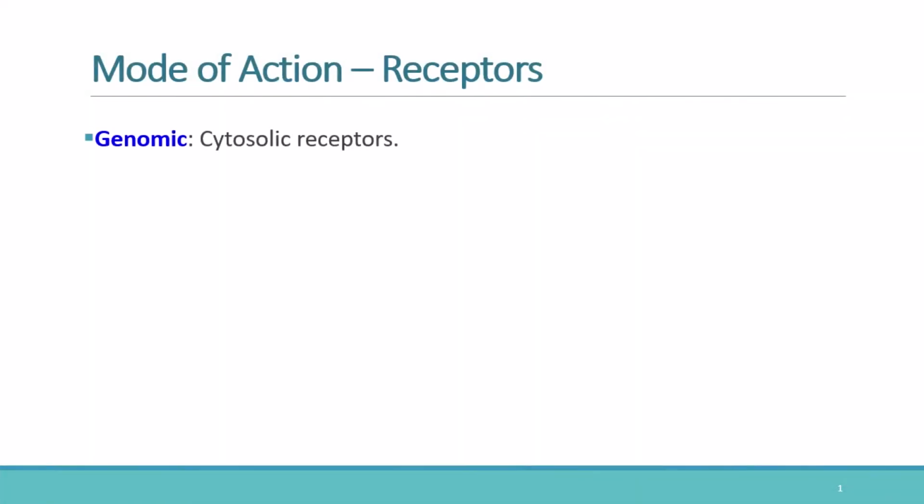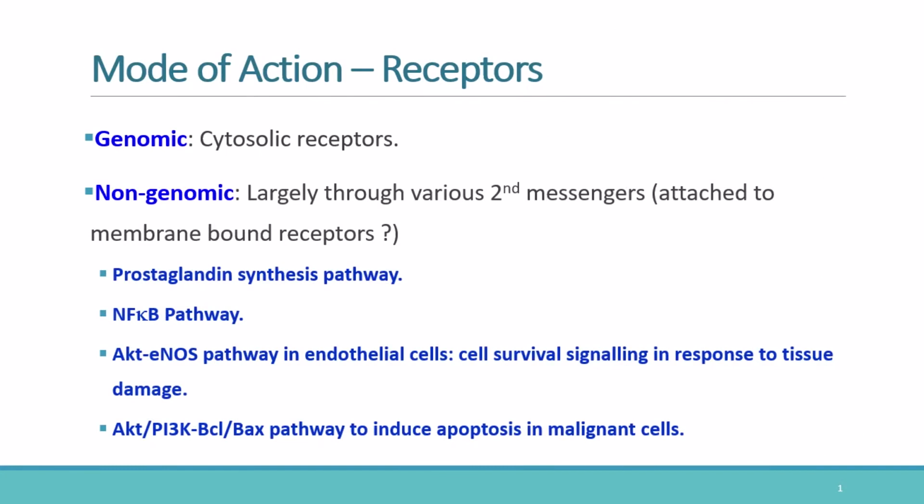Glucocorticoids act through both genomic and non-genomic mechanisms. The classical genomic pathway involves cytosolic glucocorticoid receptors. After binding the cytosolic receptor, the steroid receptor complex translocates into the nucleus and alters gene expression. Non-genomic actions occur more rapidly and involve second messenger systems and signaling pathways such as NF-kappa B, prostaglandin synthesis pathways, AKT-eNOS signaling, and apoptotic pathways. These non-genomic effects help explain why corticosteroids can produce rapid clinical improvement even before major changes in gene expression occur.